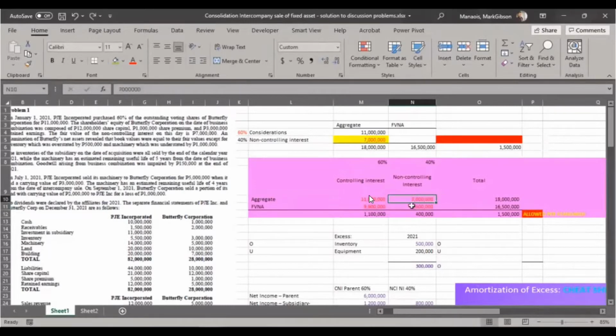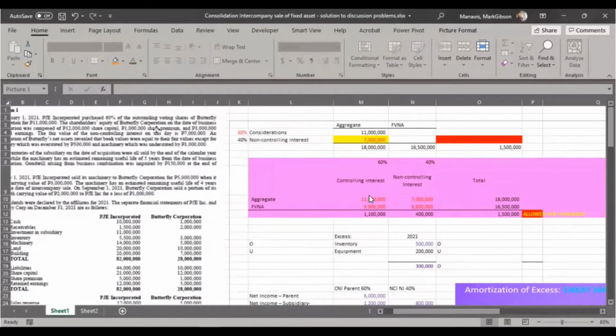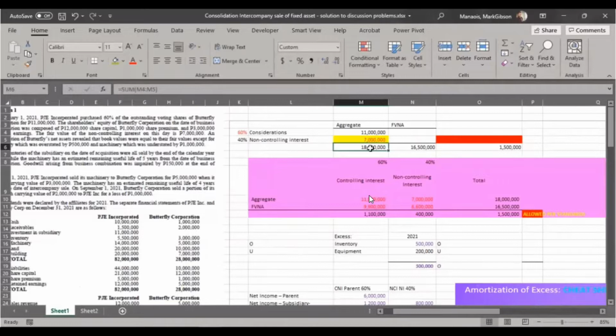But in this case kasi, we've tested this. So 7 million fair market value daw of the non-controlling interest will give us 400,000. So in this case, this is okay, no? This is allowed by the standards. So how are we going to split the goodwill? The goodwill is 1.5 million, no? So aggregate of 18 million representing the considerations paid by the parent. Ito yung binayad, no? This is 60%, no? Consideration paid by PJE, the parent, to Butterfly, no? Plus the controlling interest of 7 million. So that's 18 million compared with the fair value of the net assets. Net asset is 16.5 million. It resulted to goodwill, no? Goodwill of 1.5 million. No?